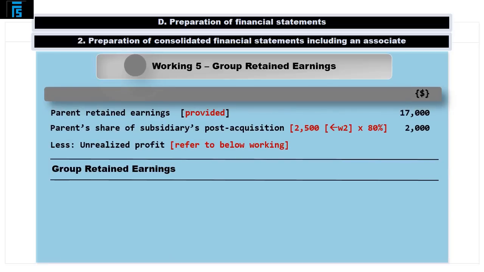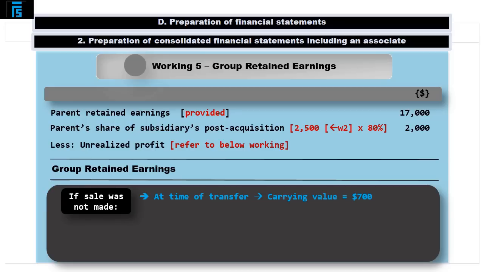The fifth and final working, group retained earnings, begins with the entire retained earnings of the parent as at the date of consolidation, giving 17,000, to which we add the parent's share of the movement in the net assets of S. This is equal to 80% of the outcome of the post-acquisition column from working 2, that is €2,000. As already noted, we must, however, adjust group retained earnings downward for the unrealized profit resulting from the intra-group PPE transfer. The size of the adjustment is calculated by comparing the carrying amount of the asset now with the hypothetical carrying amount that would have existed had the sale never occurred.